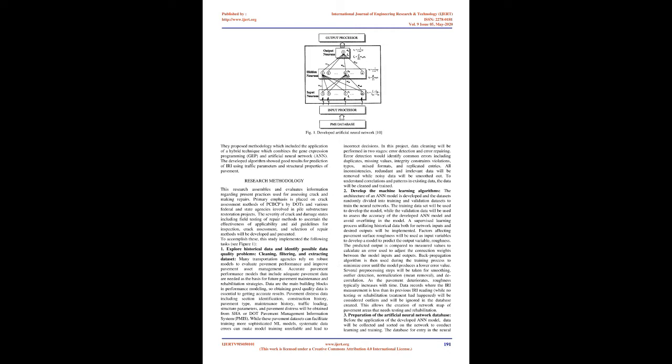Correlating the pavement roughness to other performance measures was studied. They proposed methodology which included the application of a hybrid technique which combines the gene expression programming, GEP, and artificial neural network, ANN. The developed algorithm showed good results for prediction of IRI using traffic parameters and structural properties of pavement. Research methodology. This research assembles and evaluates information regarding present practices used for assessing crack and making repairs.